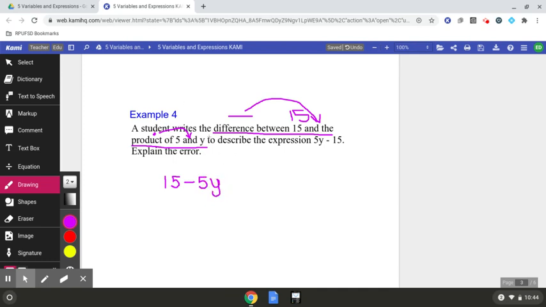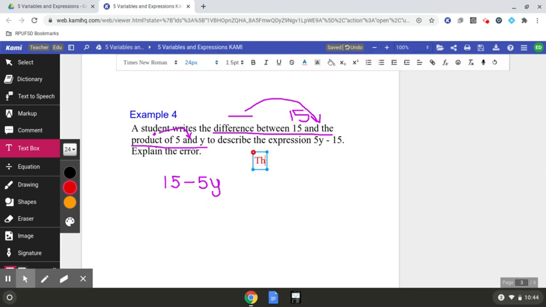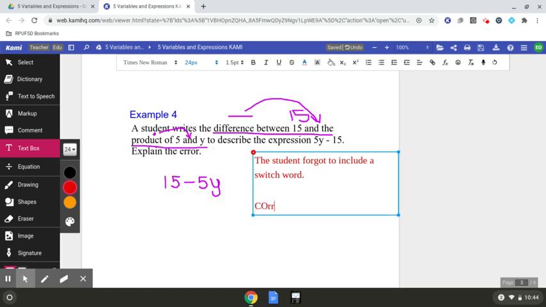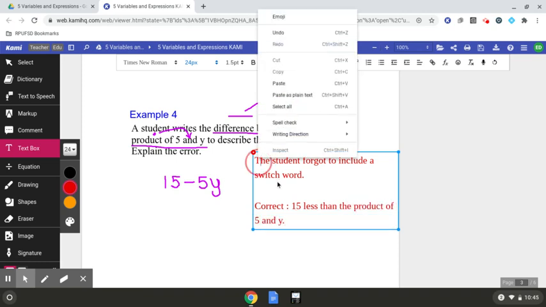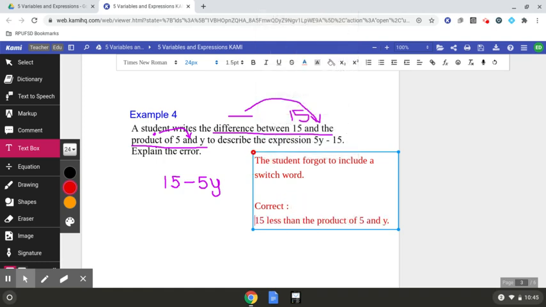So what's wrong with what he wrote to represent this? Well, first thing is it's written in the opposite way. It's reversed, right? So when they were writing their expression, they forgot a switch word. So the student forgot to include a switch word. A correct statement would have to say 15 less than the product of 5 and y. A statement like that would work because now I'm switching the order and I'm still subtracting. So this would work.